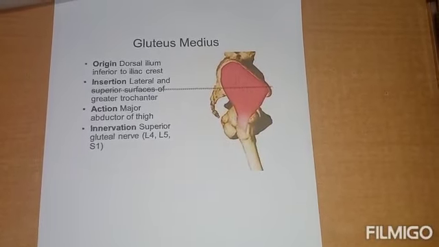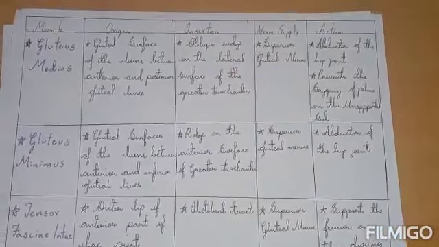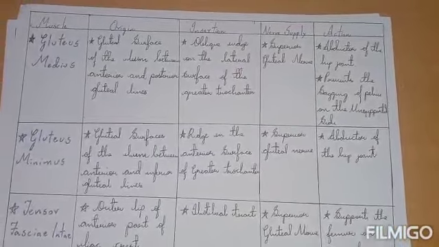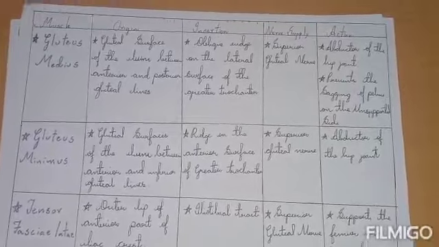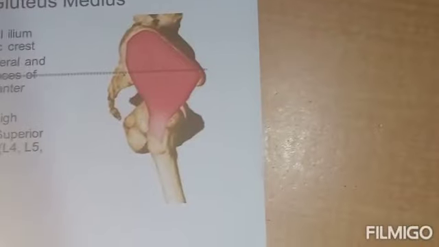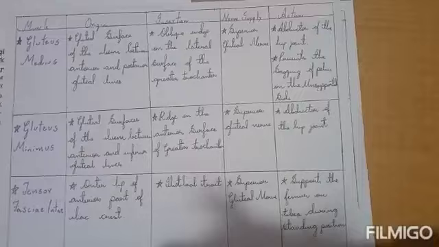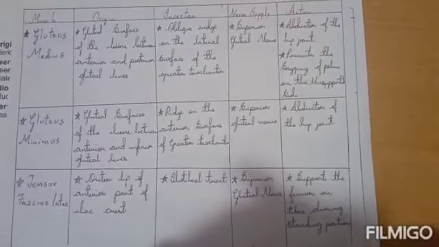Coming to the second muscle, the gluteus medius. Gluteus medius muscle originates from the gluteal surface of the ilium between anterior and posterior gluteal lines. Coming to the insertion, the gluteus medius muscle is inserted into the greater trochanter of the femur on its oblique ridge on a lateral surface. Gluteus medius muscle is innervated by superior gluteal nerve and its actions include abduction of hip joint.